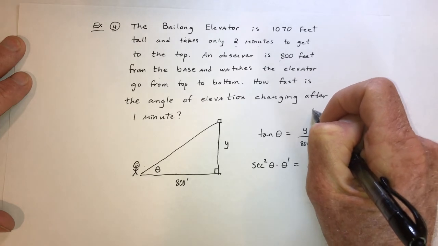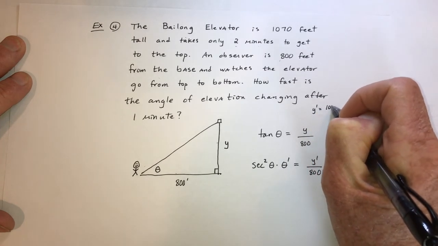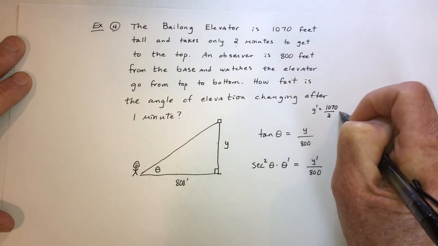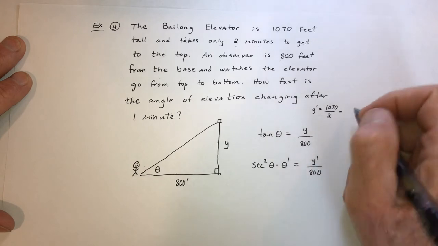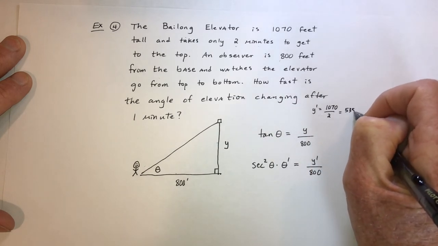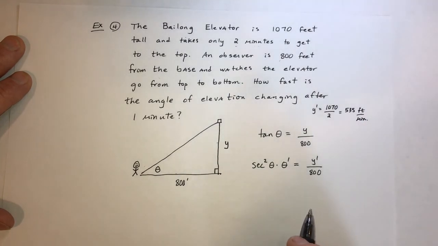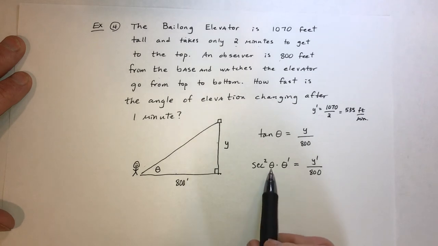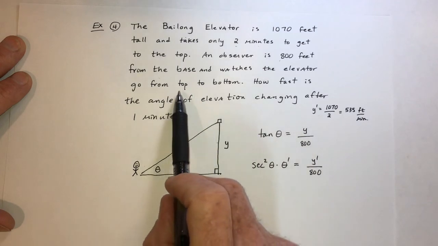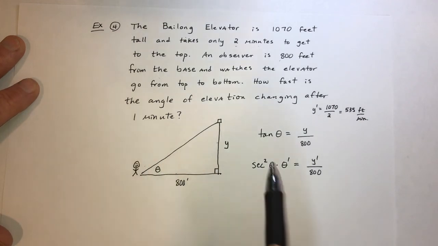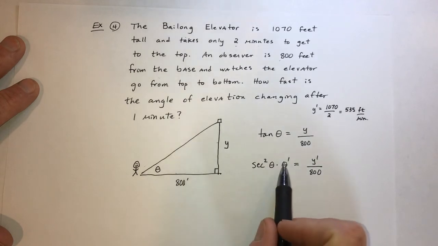So in other words, y prime is equal to 1,000. I think I said 1,000. I meant to say 1,070 feet every 2 minutes. So divide by 2, that would be 535 feet per minute. So we have the y prime. Then what about theta? After 1 minute, well, if it's 1 minute, that means they're halfway up. So all of this was done for the calculus.